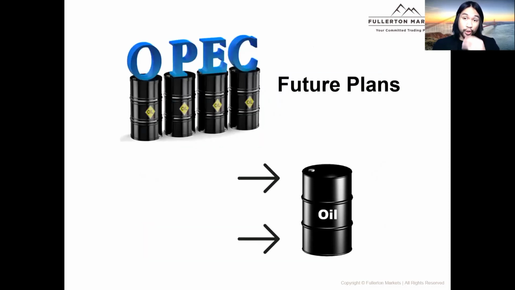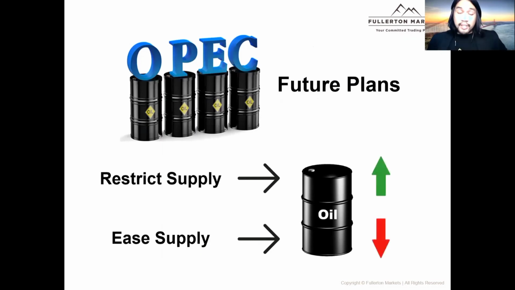Now, the second tip has to do with OPEC future plans. Once again, OPEC stands for the Organization of the Petroleum Exporting Countries. OPEC meets quarterly to inform the world of what their plans are. Do they plan to restrict supply of oil, or will they be easing supply, pumping more supply into the world, effectively bringing the prices of oil up or down?